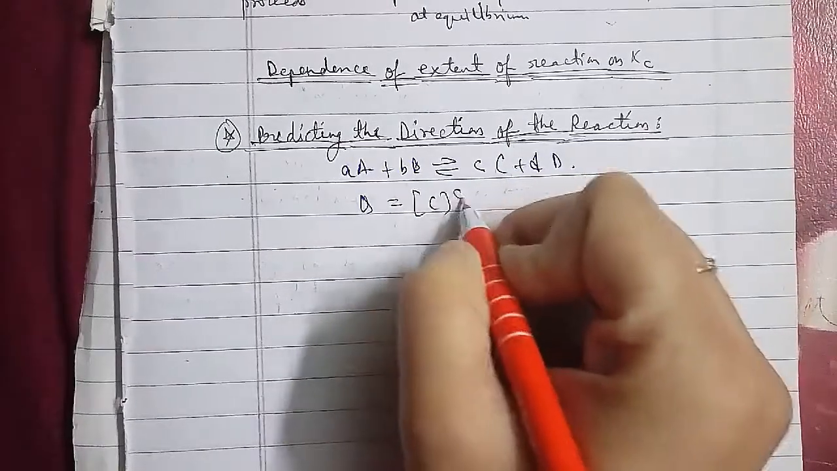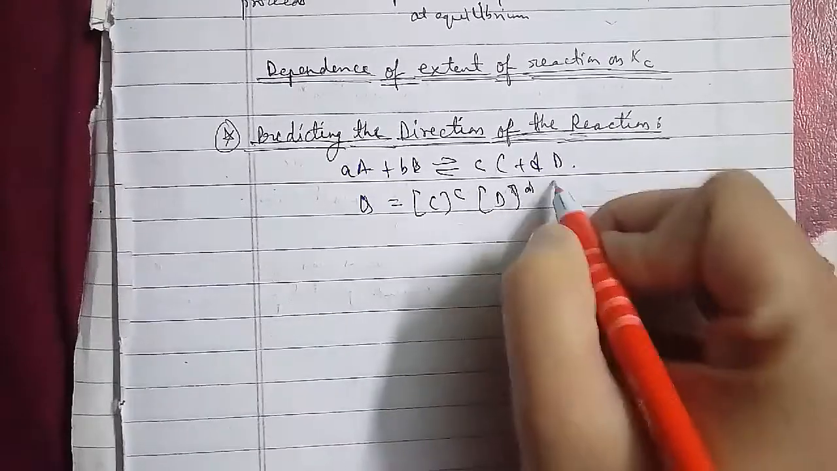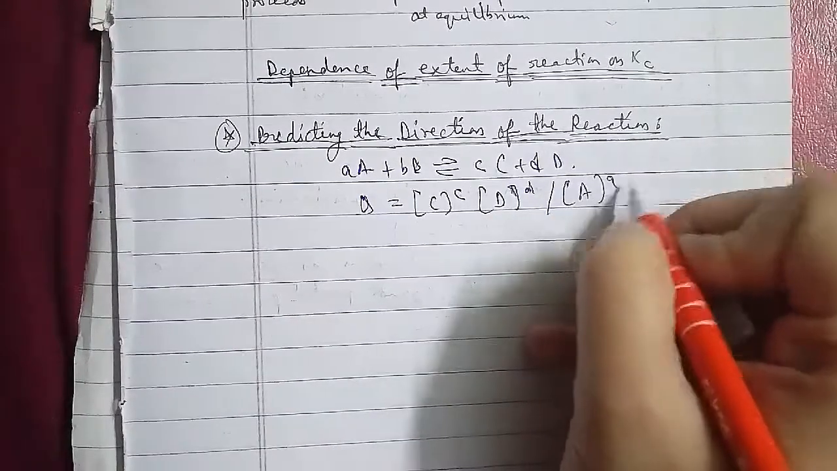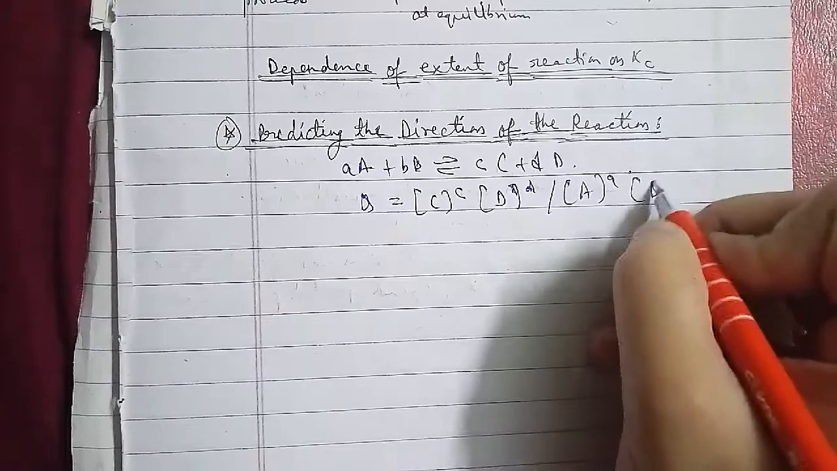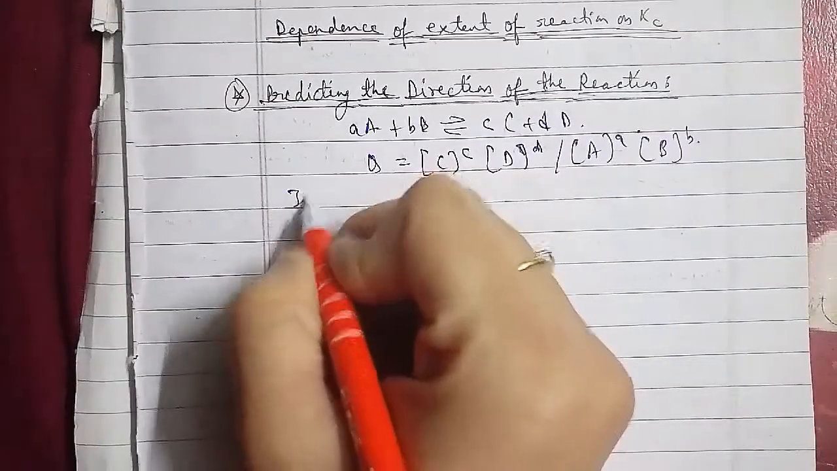And if Qc is less than Kc, the reaction will proceed in the direction of the products, which means it will be the forward reaction.